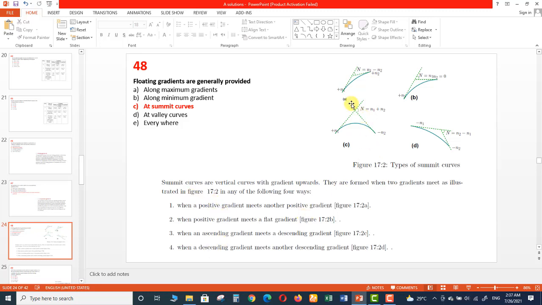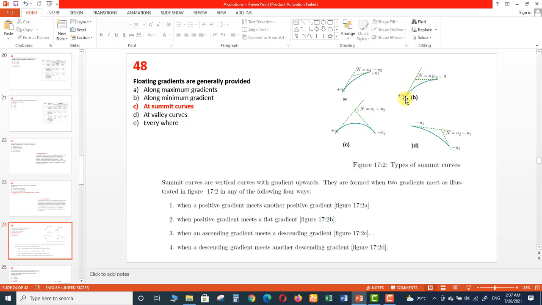So these figures are showing that option. In figure A, we can see that there are two gradients, right? N1 and N2. N1 is upward, which is positive, and N2 is a downward gradient, which is negative. So this is the first situation. And in the second situation, when one gradient is upward, which is positive, and the second gradient is perpendicular, there is no gradient, zero gradient. So we can call it a flat gradient.